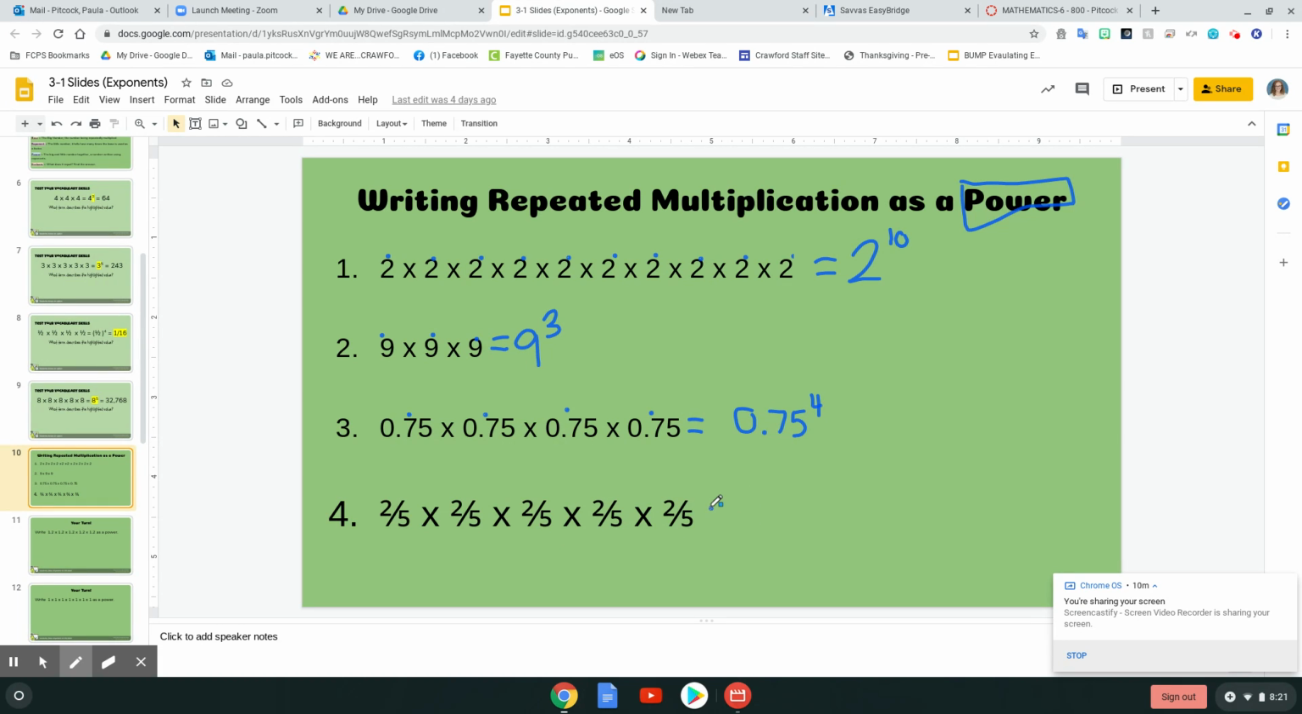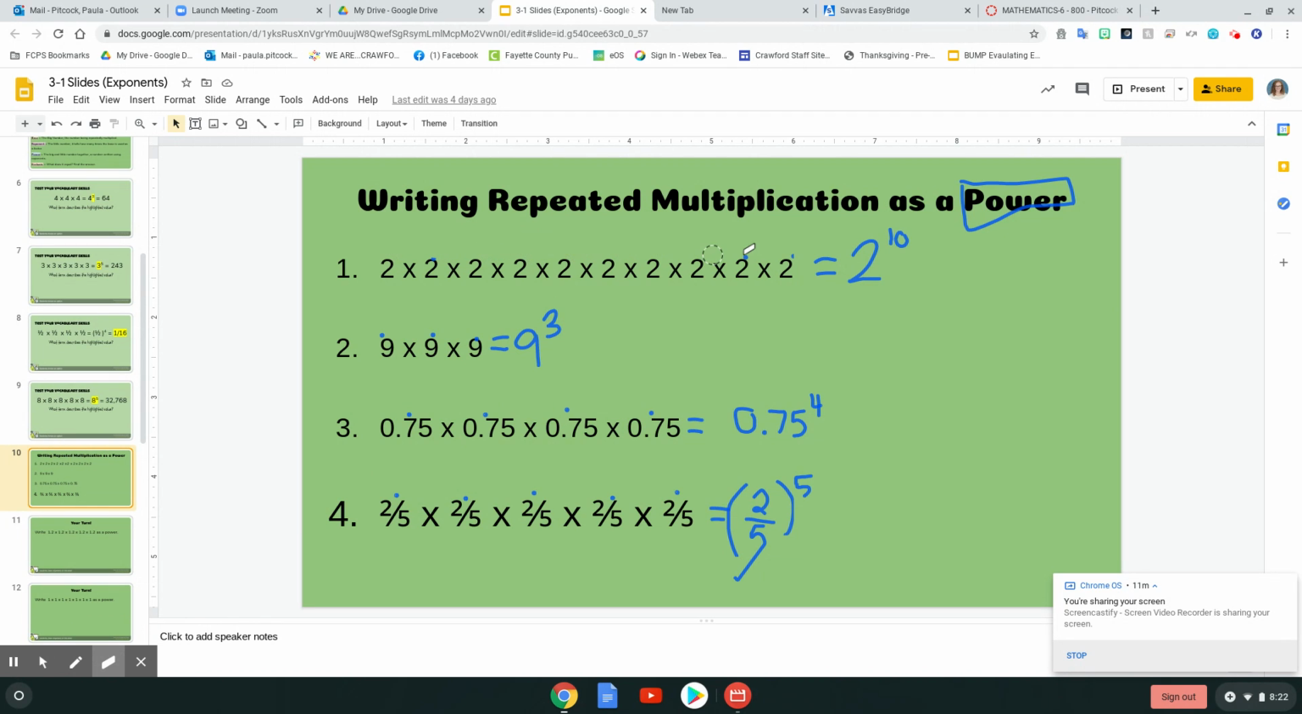Now fractions. The fraction I keep seeing is 2/5. Fractions you have to do a little extra step with. We want to put it in parentheses around the 2/5 because we want to show the 2 and the 5 need to be raised to a power. So we have 2/5, 1, 2, 3, 4, 5 times. So I have the fraction 2/5, the whole fraction raised to the power of 5. So it's as easy as that. Take the number you see, write it big, count how many times it showed up. That's your little exponent.